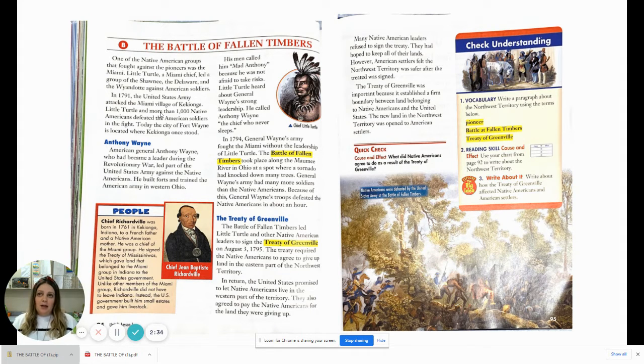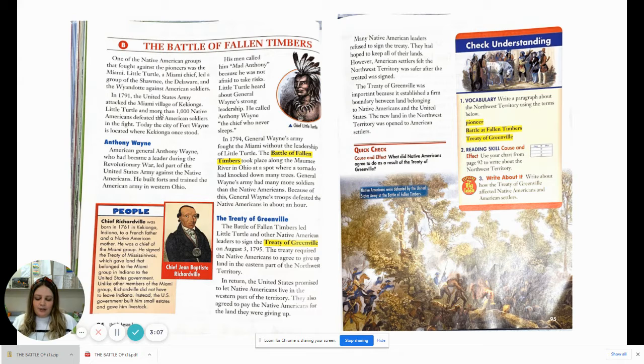Fort Wayne is up north of us. American General Anthony Wayne, who had become a leader during the Revolutionary War, led part of the United States Army against the Native Americans. He built forts and trained the American Army in western Ohio. His men called him Mad Anthony because he was not afraid to take risks. Little Turtle heard about General Wayne's strong leadership. He called Anthony Wayne the chief who never sleeps.